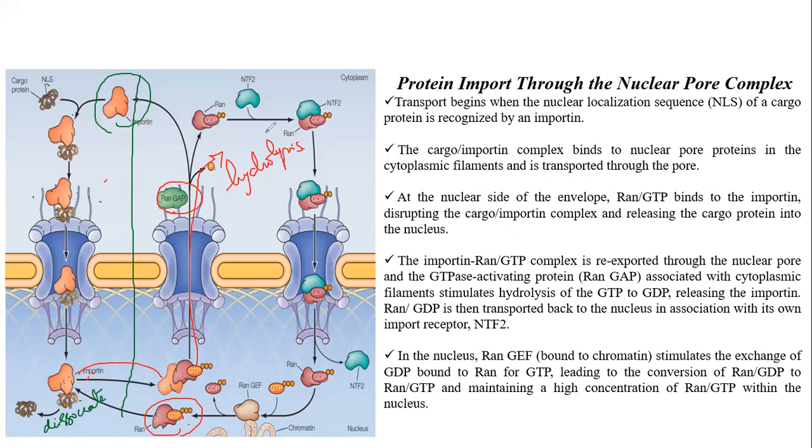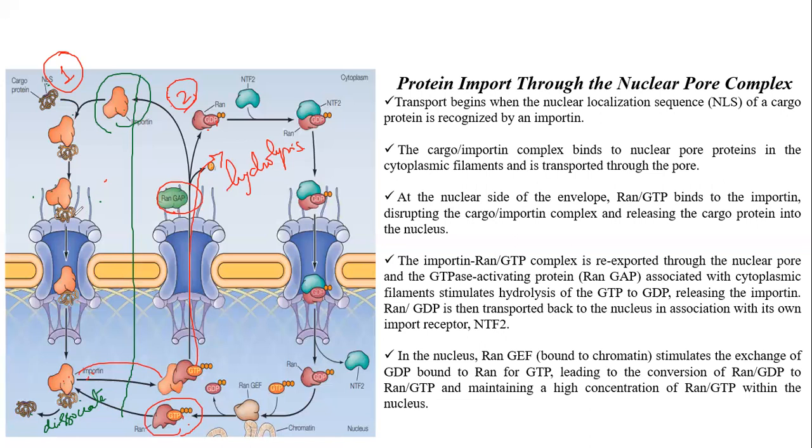Now the importin has come outside. Correct? Now this RAN GDP is there. Okay, able to follow? This is the second part of your nuclear transport, and that was the first part. So in the first part the importin had come inside, and now we have brought it back outside, so that it is ready for another protein to bind and bring inside the nucleus.